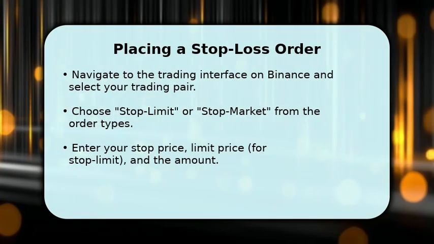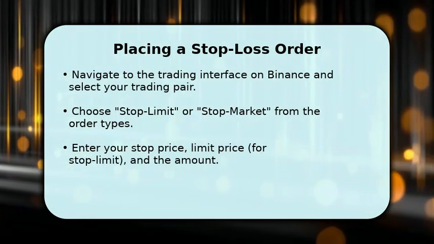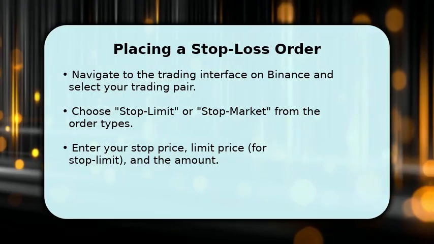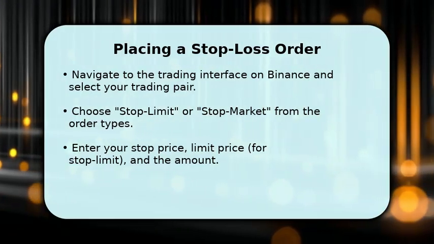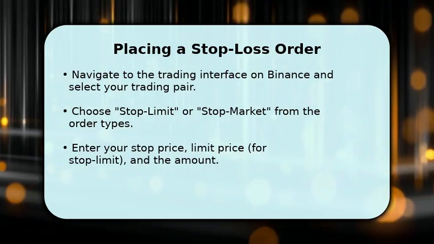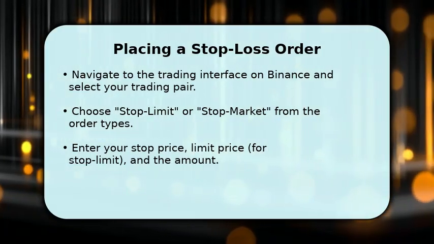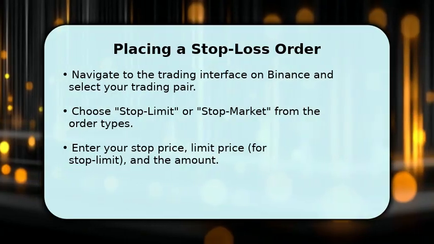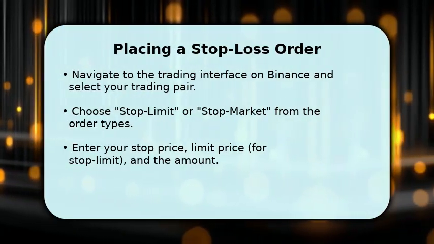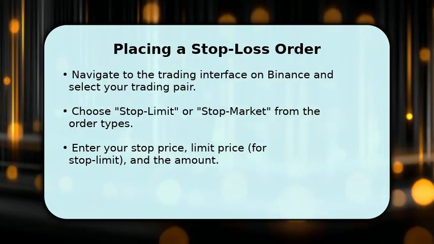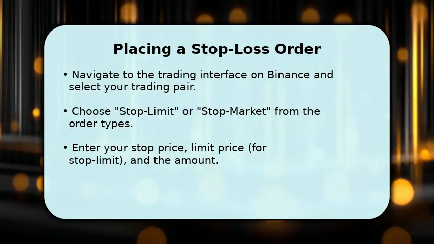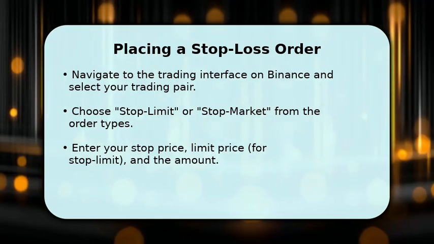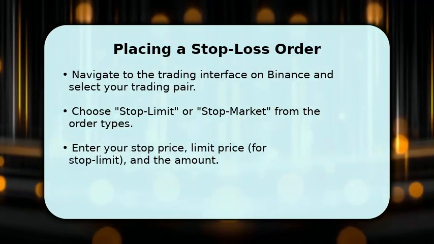To place a stop loss order, first log into your Binance account and select the trading pair you wish to manage. You'll find the option under the order types, typically labeled stop limit or stop market. Carefully input your desired stop price, which triggers the order, and if using a stop limit, your limit price. Finally, specify the quantity of the asset you want to sell. Double-check all details before confirming.